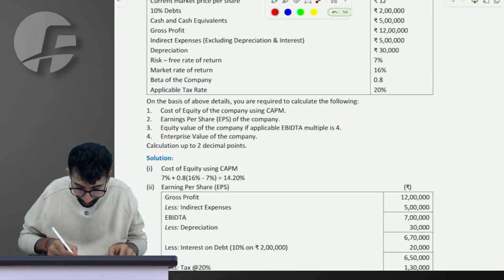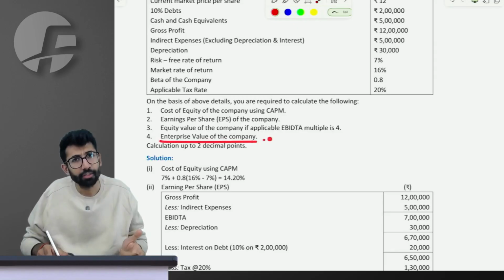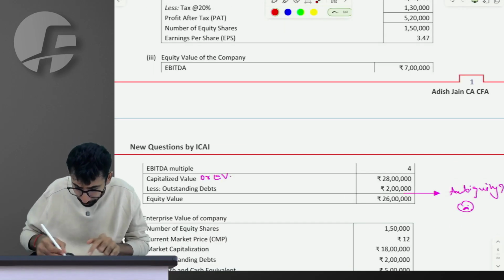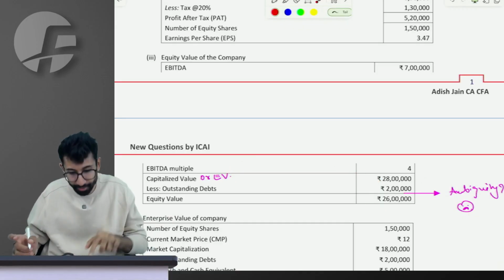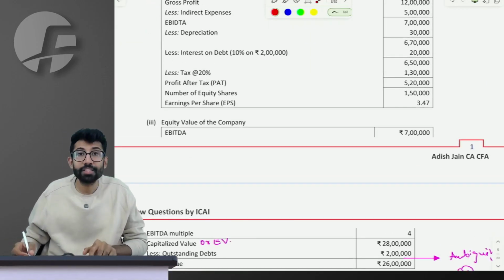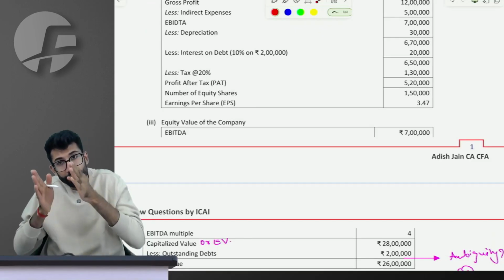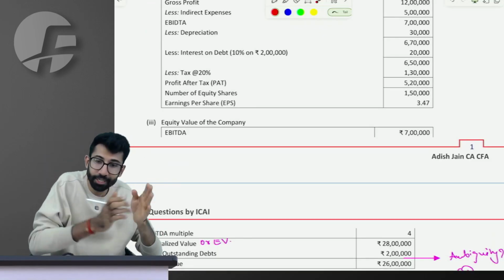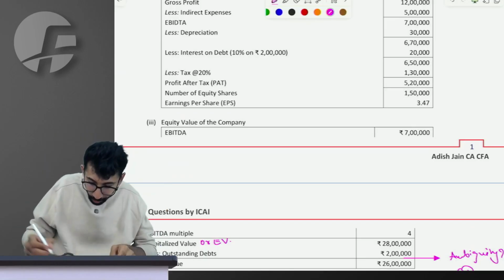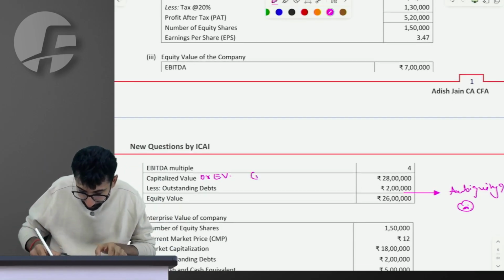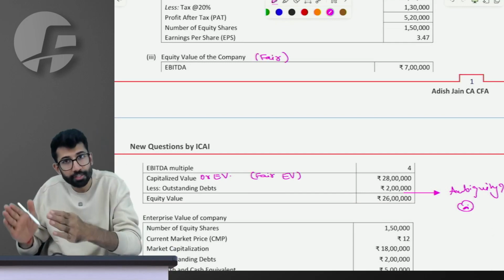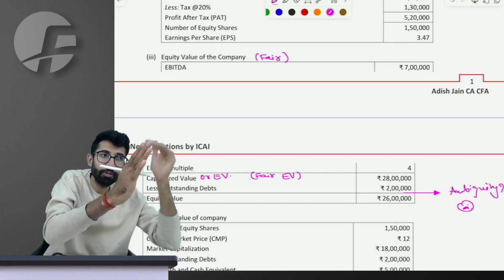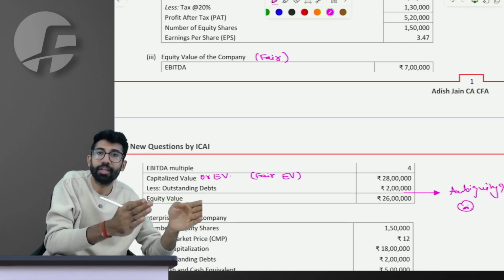Moving to the next, enterprise value of the company. Sir, we just calculated enterprise value of 28 lakhs. Now what is the thing? You have to please realize there is a difference. One is the enterprise value that we calculate using the profits or EBITDA of the company, which means that was, everyone in the class, kind of a fair enterprise value. Or maybe we can say it was a fair equity value, that if this is the profit, then how much will be the enterprise value? Deducting it will give me the fair equity value.